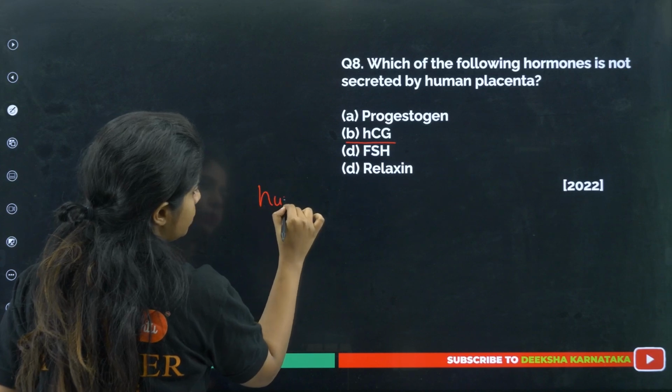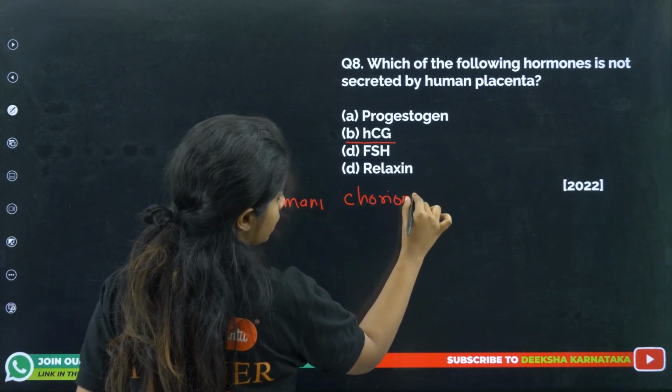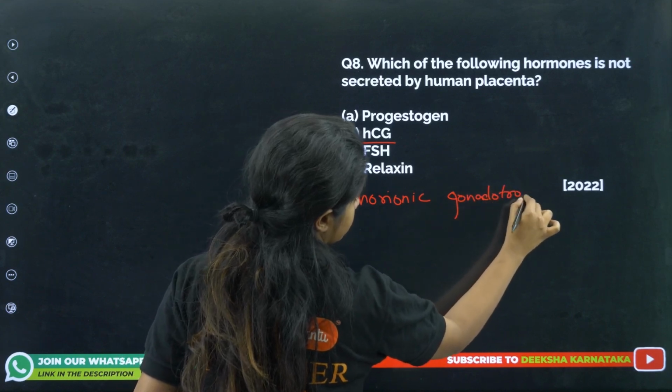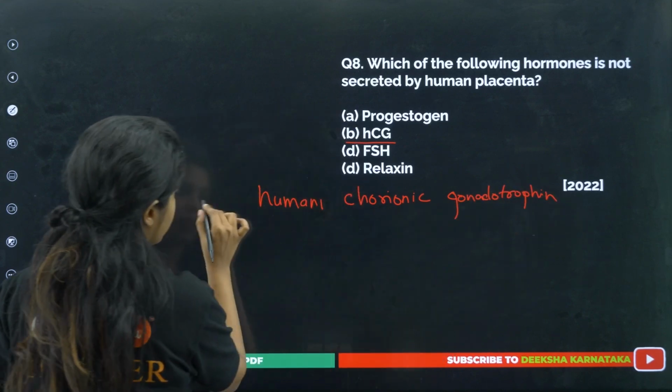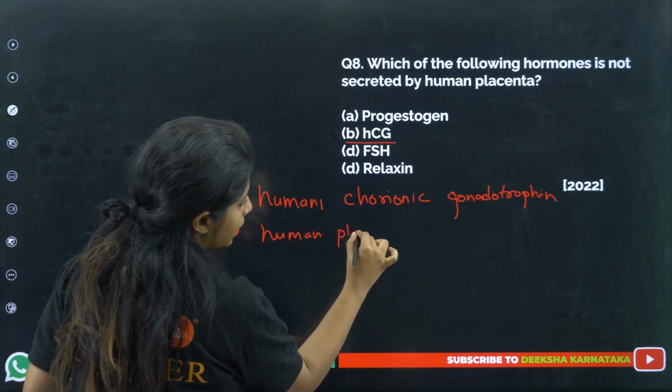One is this, that is human chorionic gonadotrophin. Okay, one is human chorionic gonadotrophin. Second is human placental lactogen.